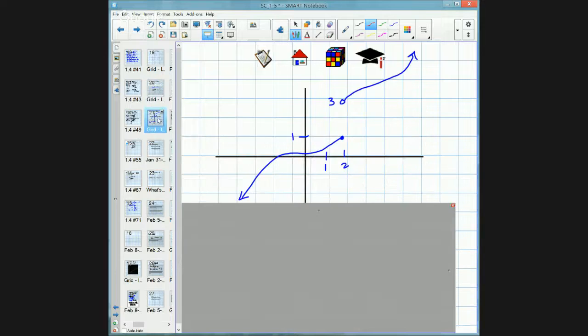So now we're going to take a look at a function here. This is one of those piecewise functions that we talked about a couple classes ago. Remember that? It's literally a function made up in pieces. This is still a function, though, isn't it? Because it passes the vertical line test.